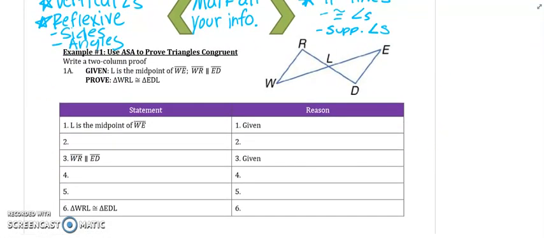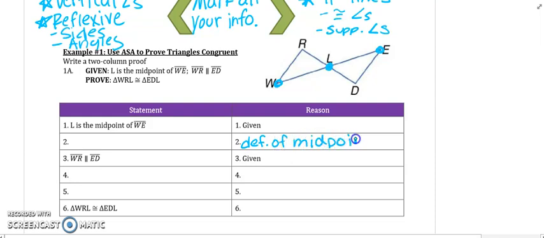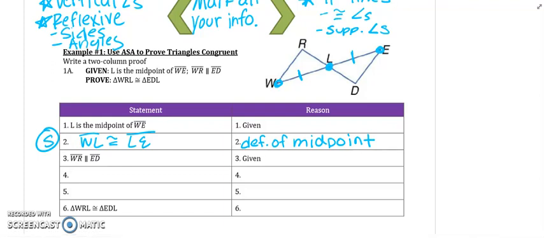Okay, so L is the midpoint of WE, and that's the first given we have. We know because it says midpoint that we're going to be using the definition of midpoint. And that definition of midpoint tells us that our two sides are congruent. So we know that WL is congruent to LE, and right there we have one set of S's. It also tells us that WR right here is parallel to ED.